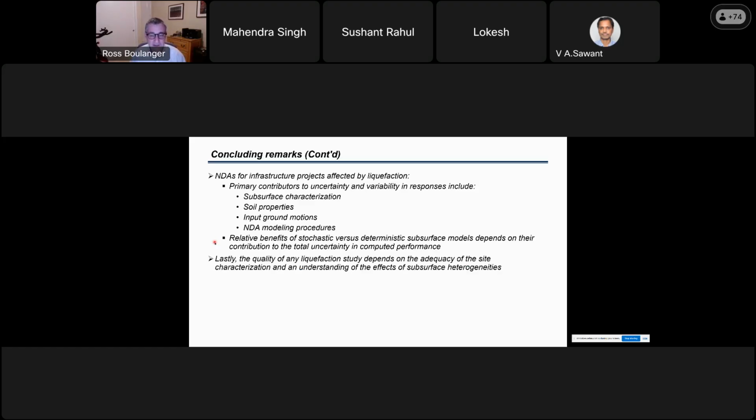And so lastly, just emphasizing that the quality of any liquefaction study really depends on getting the site characterization done well and understanding the effects of subsurface heterogeneities. And these different analyses and cases we went over have all been attempts at trying to elaborate and learn a little bit about how heterogeneities affect us.